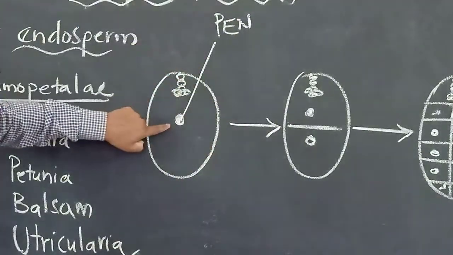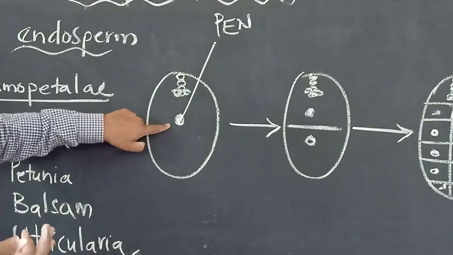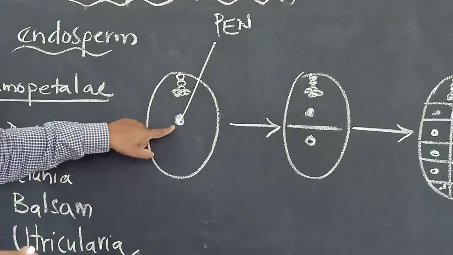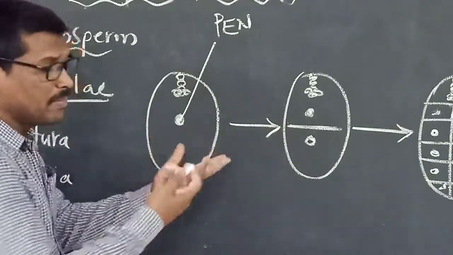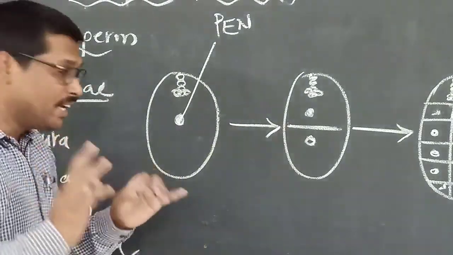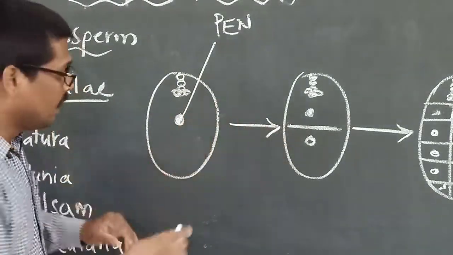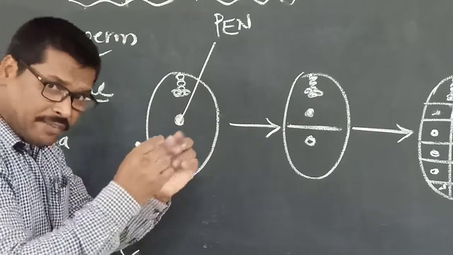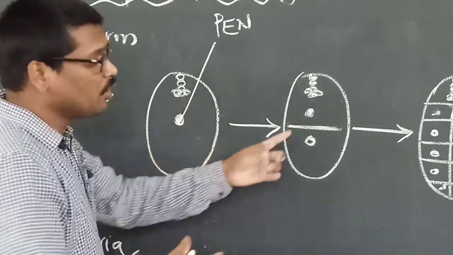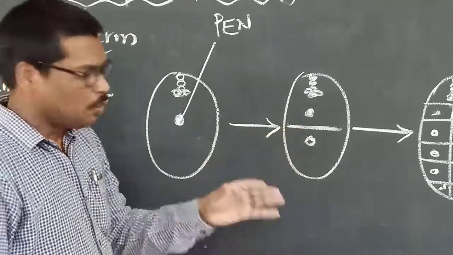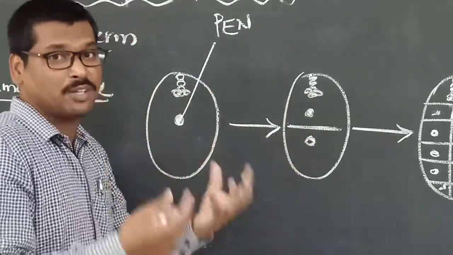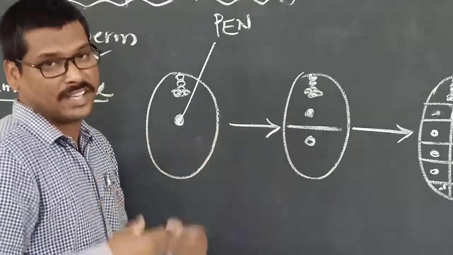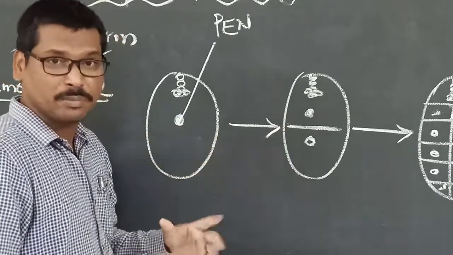This primary endosperm nucleus will undergo repeated division and forms many nuclei. But here, please follow this carefully, right after the division of the nuclei, it is followed by cytokinesis. Once the nucleus is divided, immediately what takes place? Cytokinesis, which means cell wall formation, will be taking place.